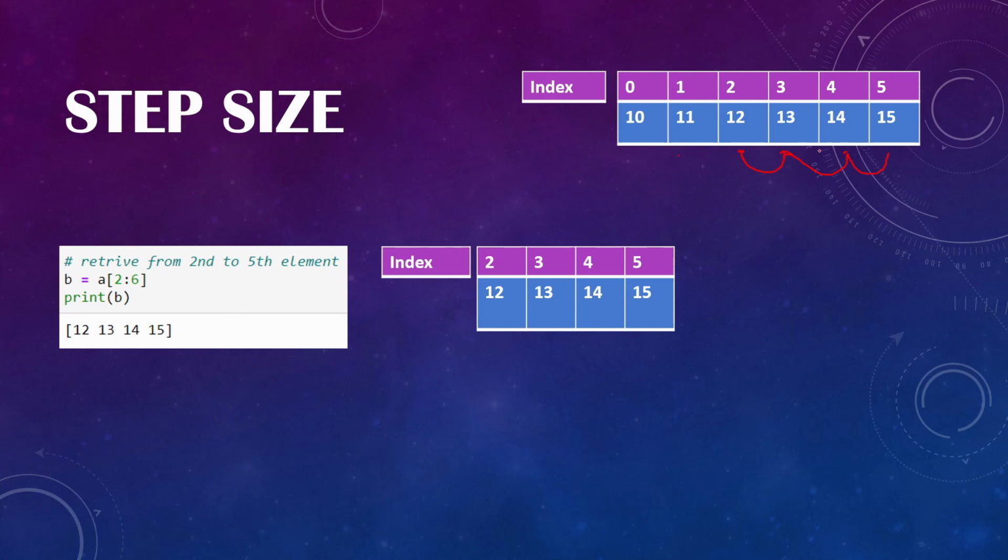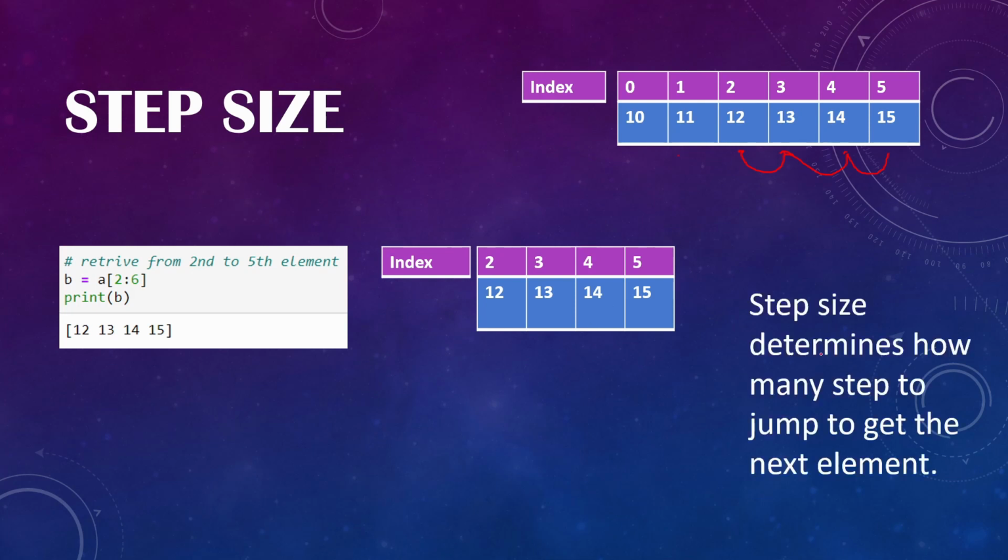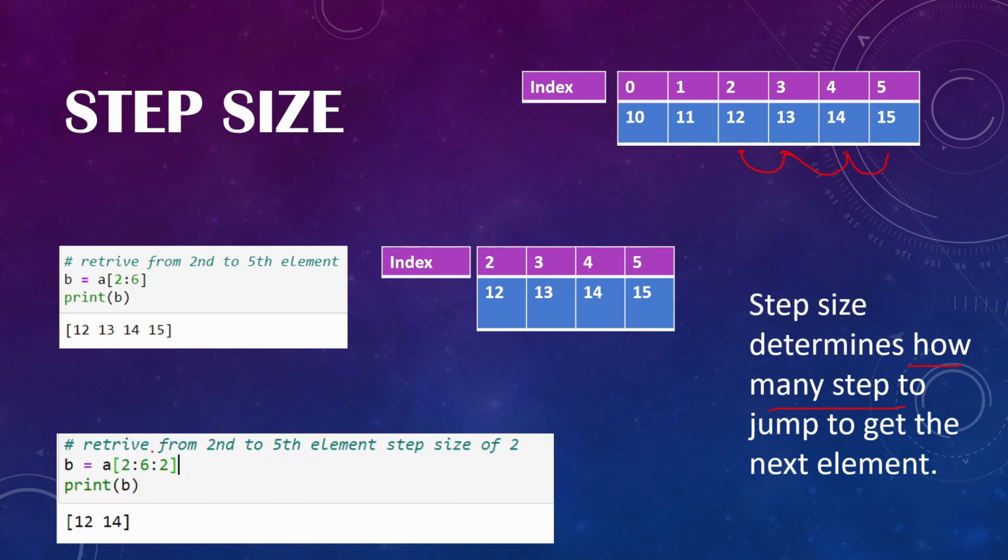Why is it jumping once? Because the step size is not mentioned, and if we recall, if we don't mention the step size, it is considered as 1, therefore we are jumping one time. So step size basically determines how many steps to jump to get the next element. Now let us understand this with one more example. If we write the same question, retrieve the 2nd to the 5th element, but the step size is 2, we will give the start index as 2, the end index as 6, and here the step size is not 1, it is 2.